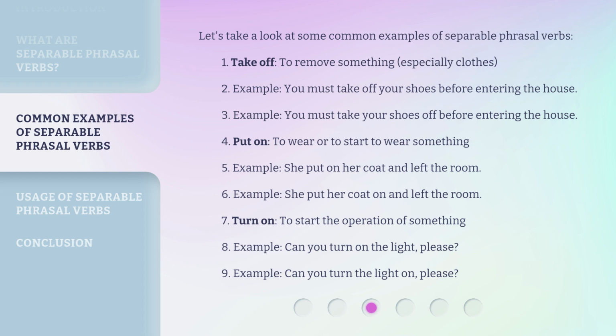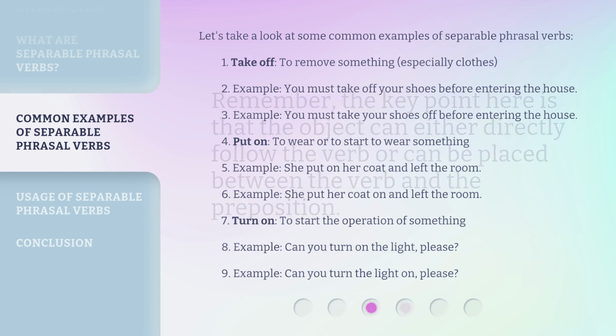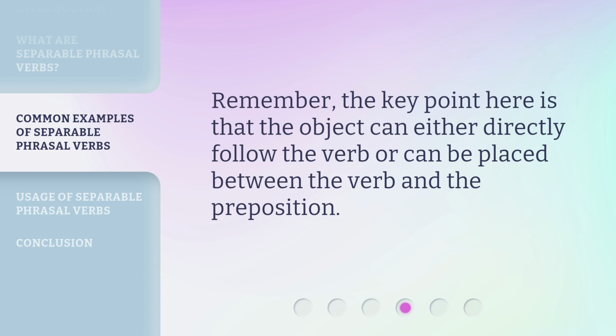Turn on: to start the operation of something. Example: can you turn on the light, please? Example: can you turn the light on, please? Remember, the key point here is that the object can either directly follow the verb or can be placed between the verb and the preposition.